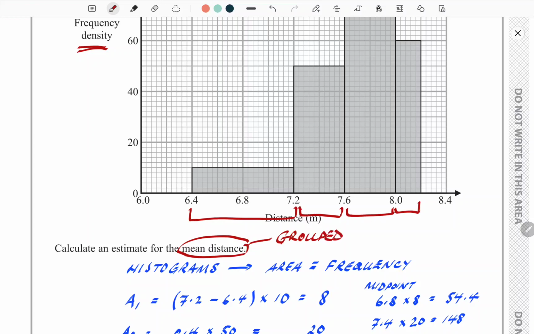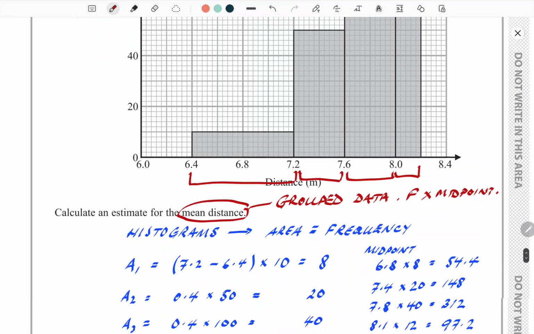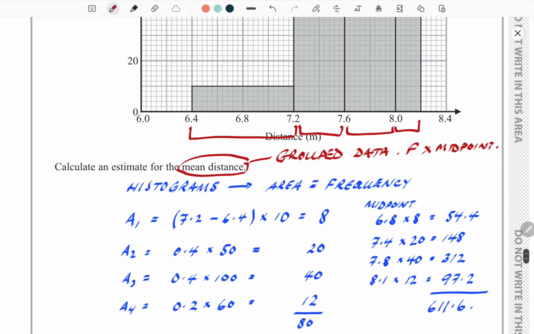in order to work out the mean of the data, you've got to use the frequency times midpoint. Then total up everything and divide by the total number that you have. So what we have to do now is work out the frequency for each group. Remember, the area equals frequency, so the area is just height times the width.